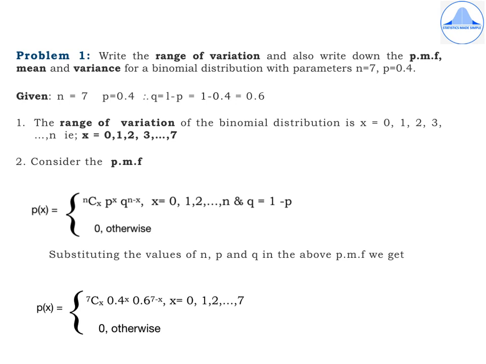Now in this PMF, we have to substitute the values of n, p and q. If we do that, we will get the final PMF as p of x equal to, open the flower bracket, 7cx, 0.4 to the power x, 0.6 to the power 7 minus x, where x takes the values 0, 1, 2 so on till 7, 0 otherwise.